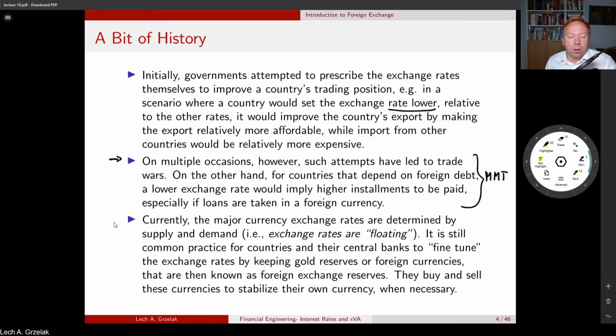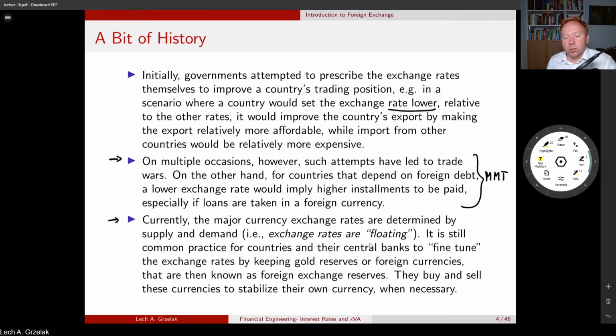Currently, the major currency exchange rates are determined by supply and demand. This means that exchange rates are floating. In the past, if we had two currencies and there was a gold standard, then if currencies were too expensive or too weak, they had to revalue or devalue with respect to gold. And that meant it could certainly happen that a currency would devalue 20-30%. That would be very damaging if there is a jump in the FX market. That's very damaging for exports, for producers, for the whole economy.